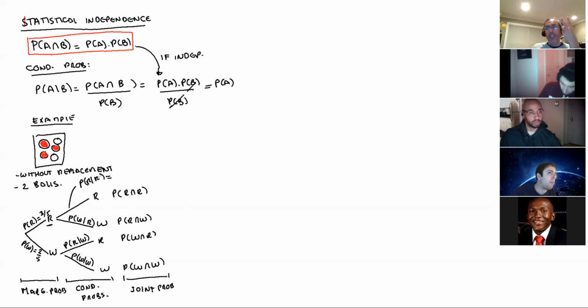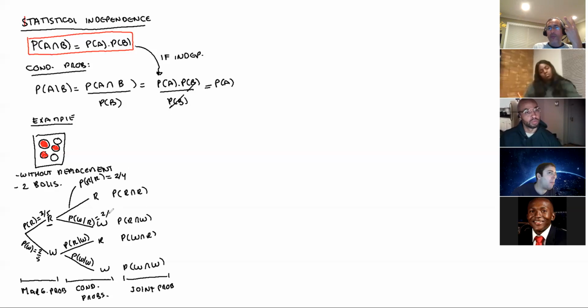Okay, so given that the first one was red, what should the probability be that the second one is red? 50%? Yes, 2/4. Now, the probability of white and red is also 2/4. The probability of red and white is what? I took one white out. So given that the first one was white, what is the probability that the second is red? 3/4. Exactly. Guys, is everyone following me here? Good, and what is the probability of having the second one white? It's simply 1/4.